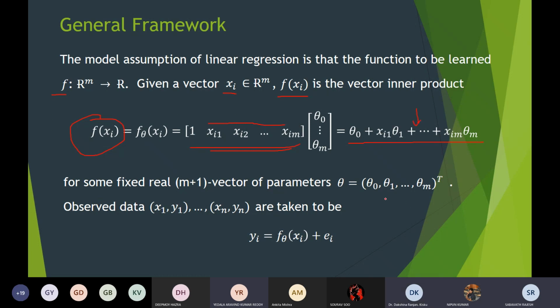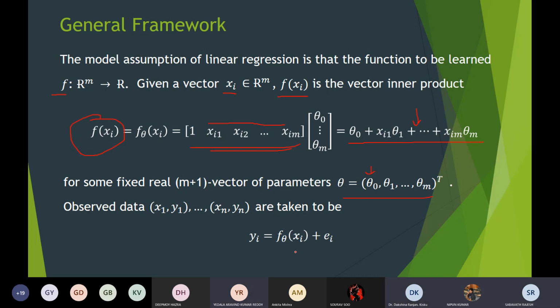Now the dimension of these model parameters would be m plus 1. M plus 1 means, after considering theta 0, theta 1 to theta m is m, and we get m plus 1 because of theta 0, which is nothing but the intercept in linear regression. Now we consider the observed data to be fitted in the framework as yi equals f theta of xi plus ei.